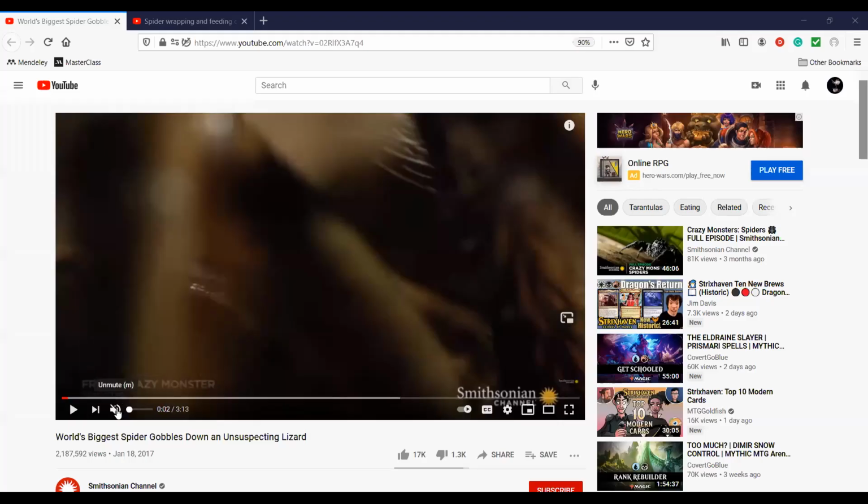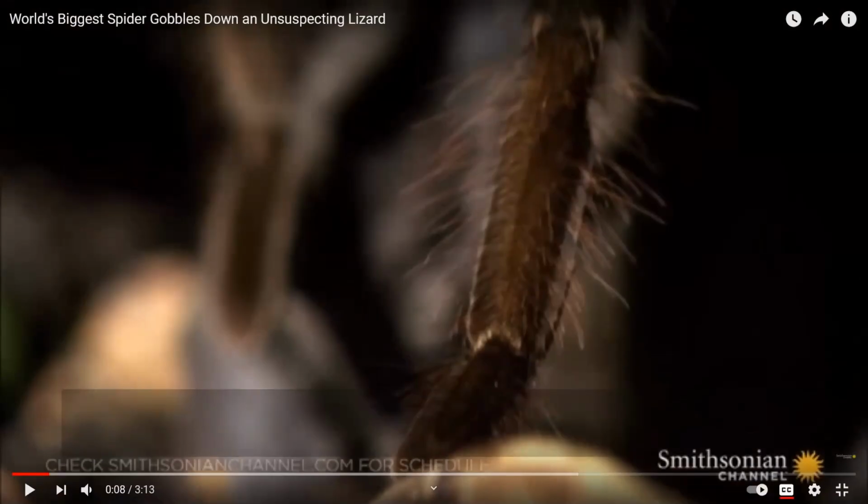Let's look at how these spiders digest. This is going to be the bird catching or the Goliath bird eating spider, which sometimes eats birds.